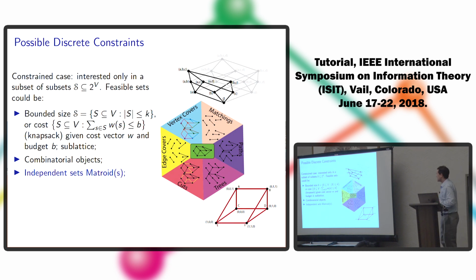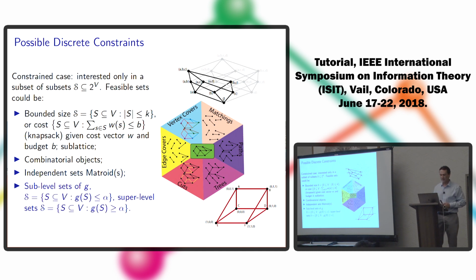Or we might want the sets to be independent sets in a matroid. So Amin's going to talk all about matroids. These are really interesting and powerful combinatorial objects that, despite the fact that they're powerful, you can show that submodular optimization algorithms can still offer guarantees subject to these constraints.